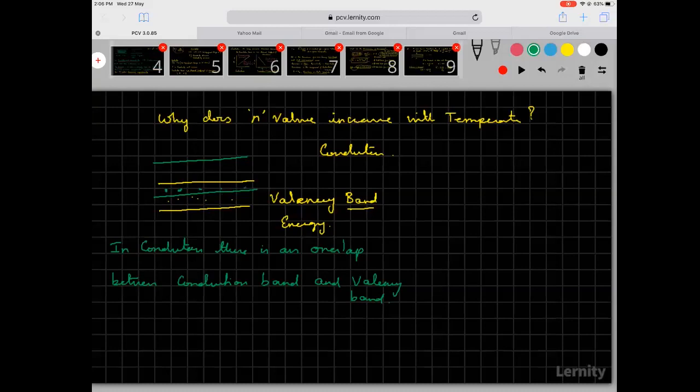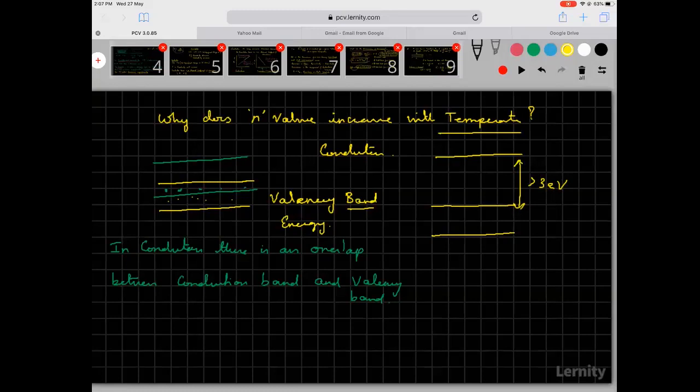Okay. On the other hand, in insulators, if this is the valency band, the conduction band is here. There is an energy gap. This energy gap is greater than 3 electron volt. Okay, 3 electron volt means if you give an electron 3 volt potential, it will go from here to there.